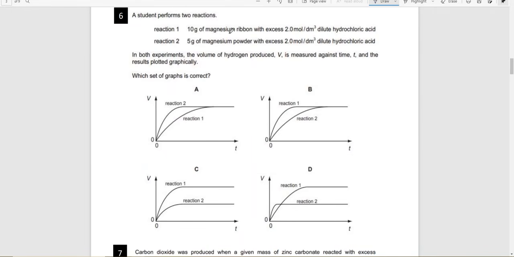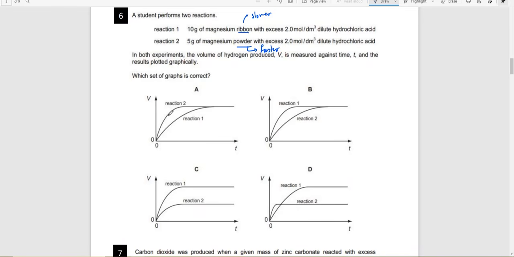Now 10 gram of magnesium ribbon reacts with 2 moles per dm cube of dilute HCl, and 5 grams of magnesium powder reacts with excess of 2 mole per dm cube of HCl. Now, magnesium ribbon and magnesium powder. Reaction 1 is going to be slower because magnesium powder will lead to faster reaction because it has more surface area. So reaction 2 will be faster.